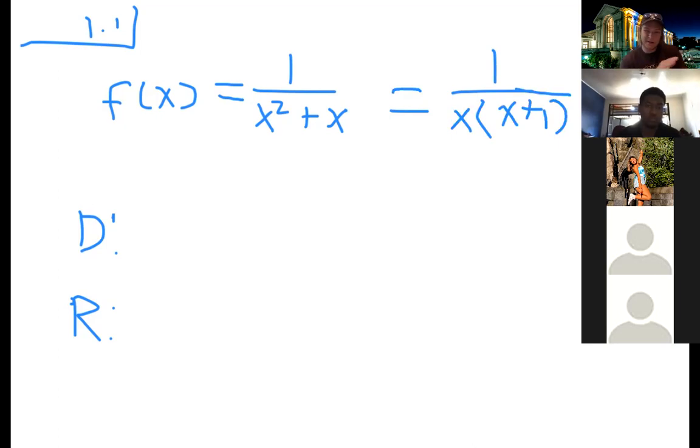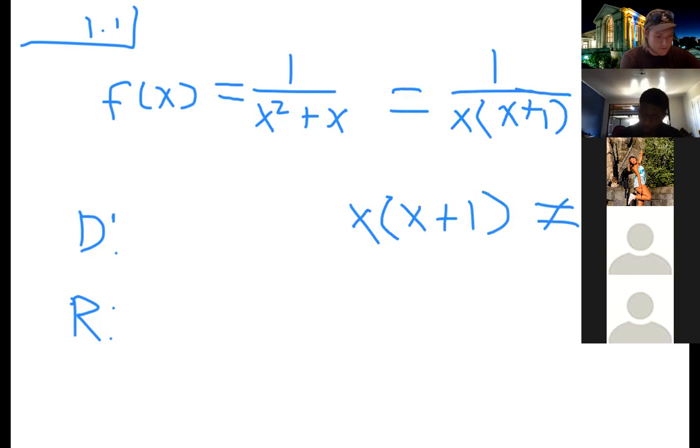We said the denominator can't equal 0, right? So in this case, we set this equal to 0, and we say that it cannot equal 0. In other words, x times x plus 1 cannot equal 0, like so. Then we see that x cannot equal 0, and then solving the equation, x cannot equal -1, right?